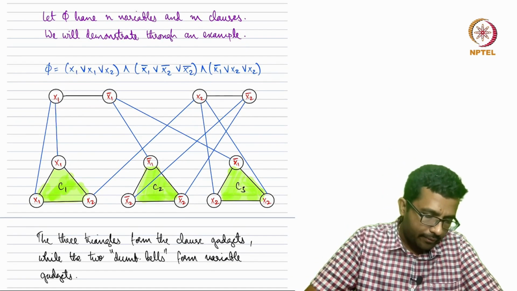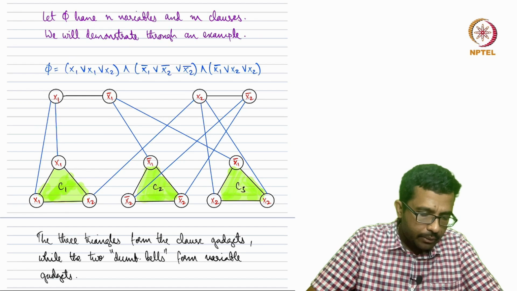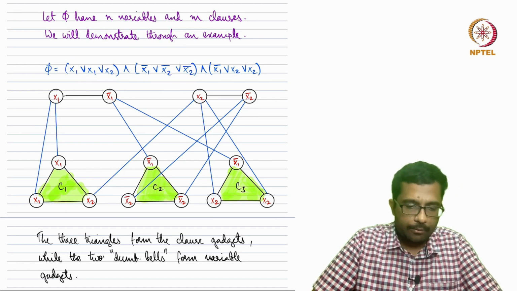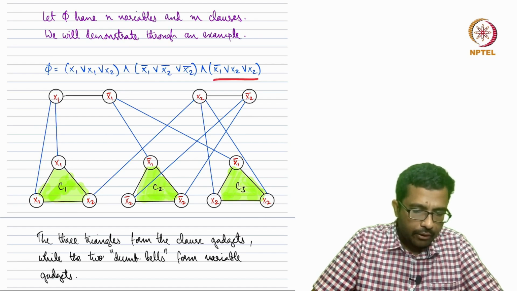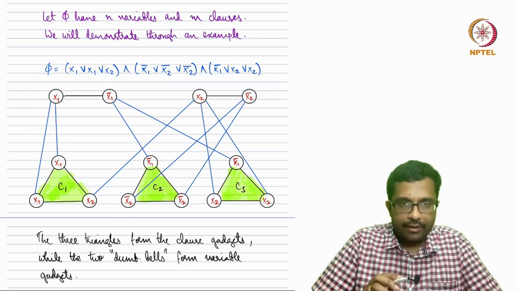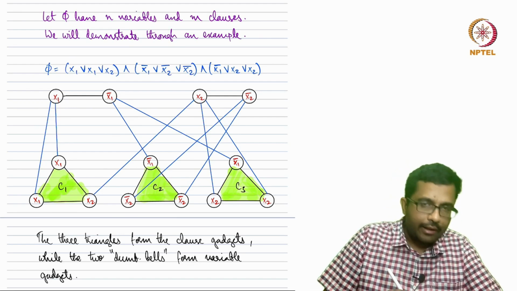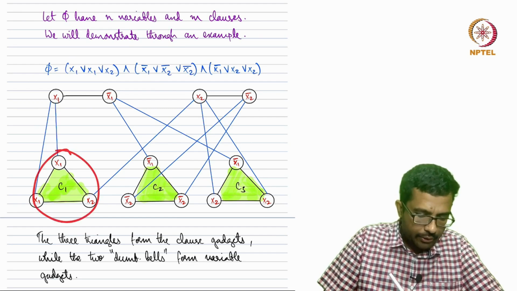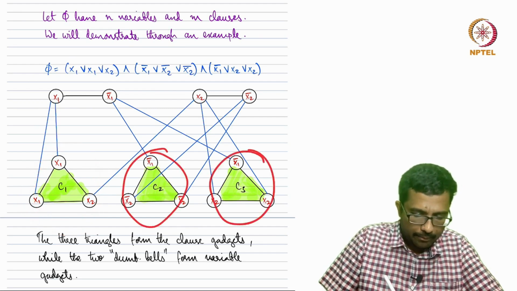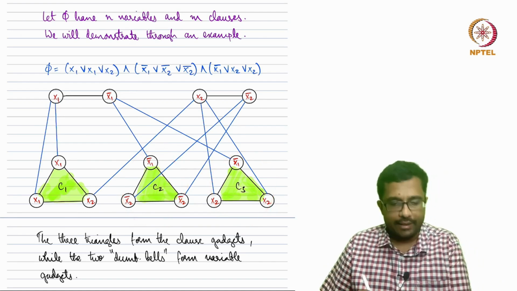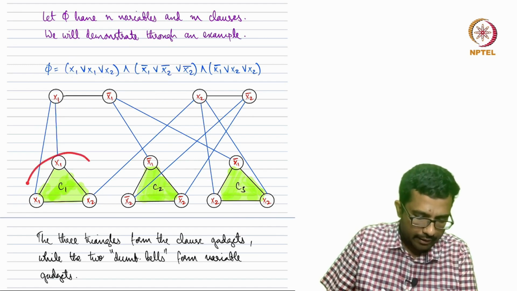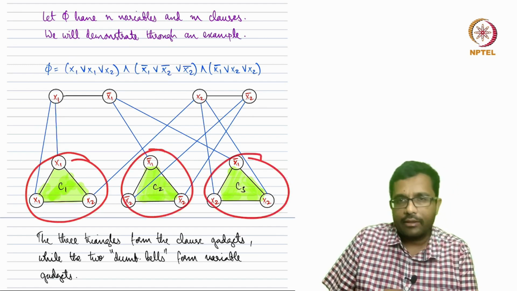So suppose this is phi: (x1 or x1 or x2) and (x1 complement or x2 complement or x2 complement) and (x1 complement or x2 or x2). So we have 3 parts. There are 2 types of vertices. One is the clause gadgets. This corresponds to clause C1, clause C2 and clause C3. The shaded parts are each one clause gadget. So we have 3 clauses here in the formula, so we have 3 clause gadgets for the first clause, second clause and third clause.